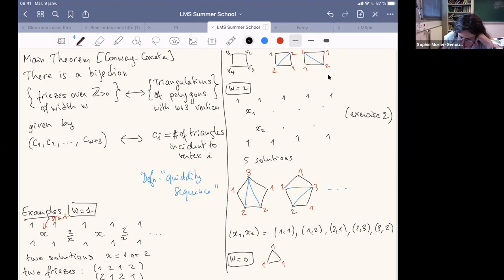And actually, we can consider this as the following frieze. Okay, so it's a kind of degenerate frieze, but sometimes we can count it as a frieze. All right, are there any questions?